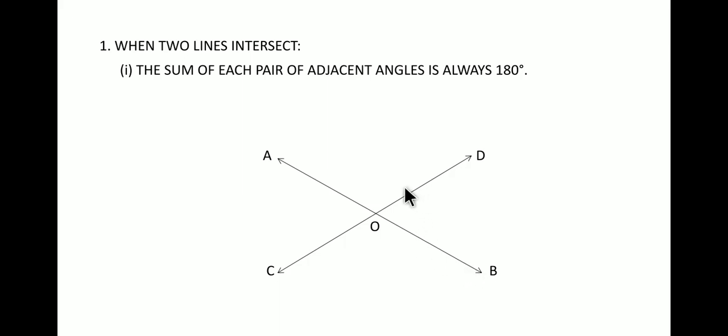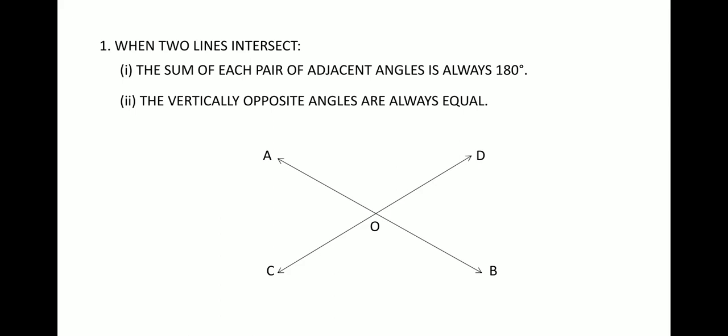Any pair of angles, for example, if you take AOD and AOC, if both the angles are added, will be equal to 180 degrees. If you take angle AOC and angle COB, the sum of these two angles will also be 180 degrees. Similarly, if you take BOC and angle BOD, again the sum will be 180 degrees. So that is the first thing you will notice when two lines intersect.